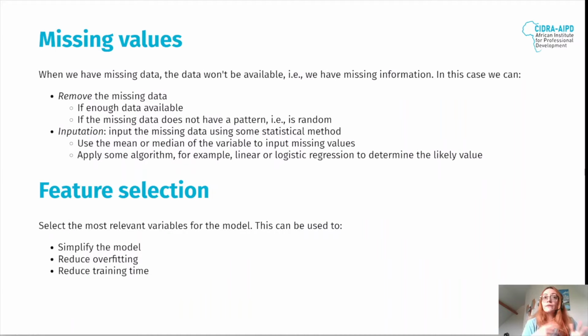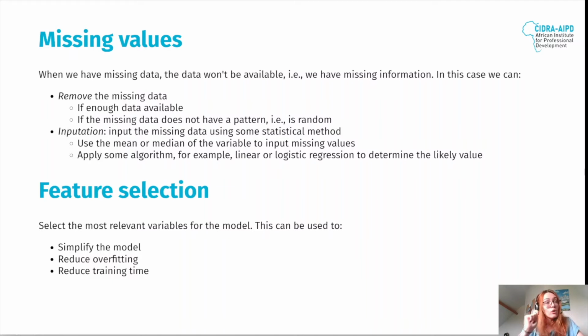The other thing that we need to do is check for missing values. When we have missing data, it means that the data is not available, so we have missing information. We can deal with that in different ways. We can remove the missing data if we have enough data available. If you have a data set with 10 rows and 1 of them has missing information, you're not going to remove that, because then you're going to be left with only 9, and that's not enough to train and test a machine learning model. So you need to have enough data to decide to remove that data.